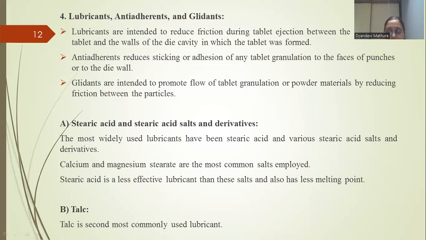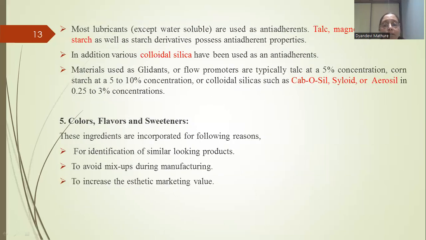Then talc is the second most widely used lubricant. Mainly we are using three lubricants: calcium stearate, magnesium stearate, as well as talc. Most lubricants are also used as anti-adherents. Whatever lubricants we have discussed, like calcium stearate, magnesium stearate and talc, they are used as anti-adherents. They will reduce the sticking of your granule to the punches as well as the die cavity.